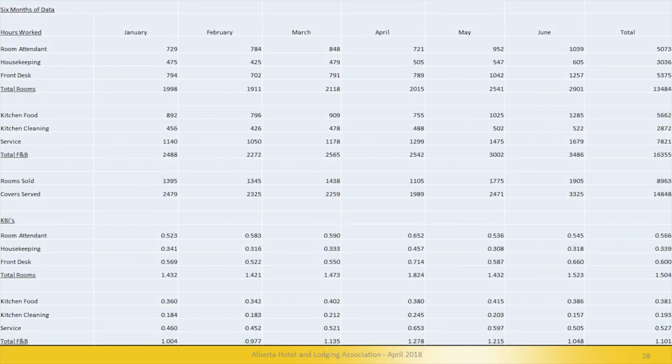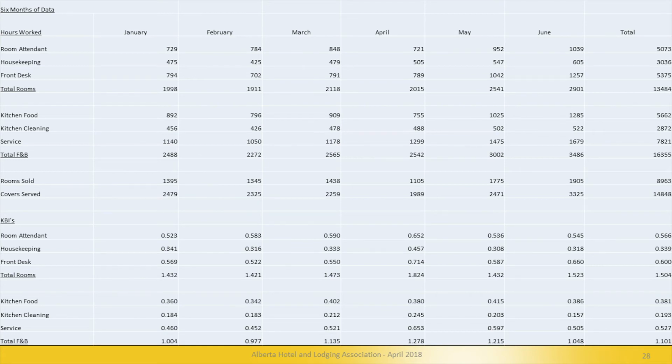So when you're done collecting your data, it's going to look something like this. And again, you can see down the left-hand side, we have the positions that I just described, the 3 buckets in rooms, the 3 buckets in F&B, the total for rooms and the total for F&B. And we simply divide these numbers that we did the research on by the number of rooms sold each month and the number of covers served each month. And I didn't put a full year up here, but what you want is at least a year of this. And then you will get your KBIs for each one of those 6 areas, plus the total for rooms and the total for food and beverage.